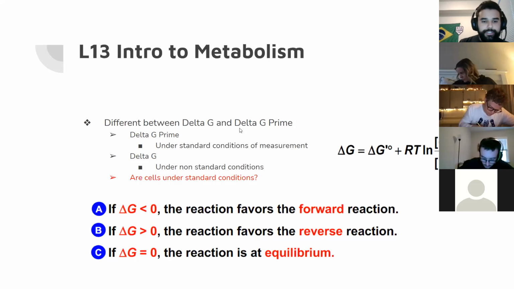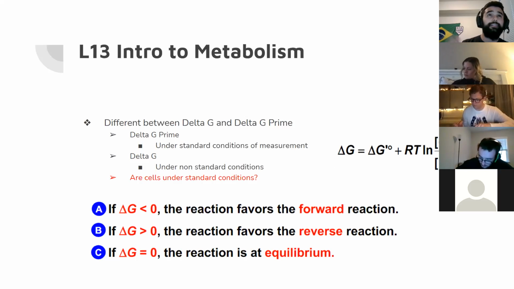Something that I always get questions about is the difference between delta G and delta G prime. And I always like just to bring it up just because I know there's always going to be some questions about what's the difference. So the difference is that delta G prime is just the calculation of delta G under standard conditions of measurement. Okay. That's usually 1 molar, 1 atm, and 25 degrees Celsius. For delta G non-prime, it's just under non-standard conditions.